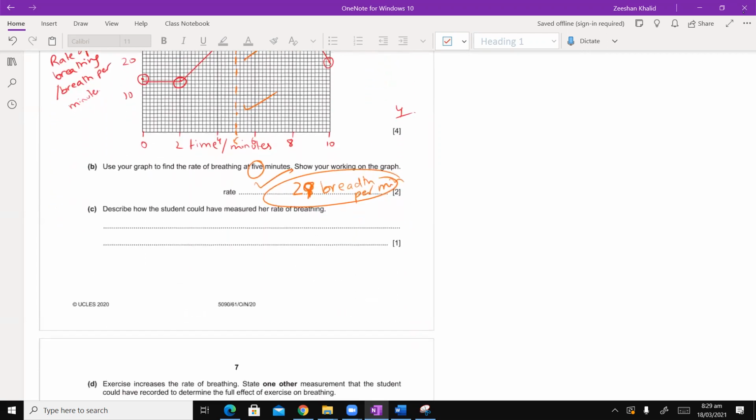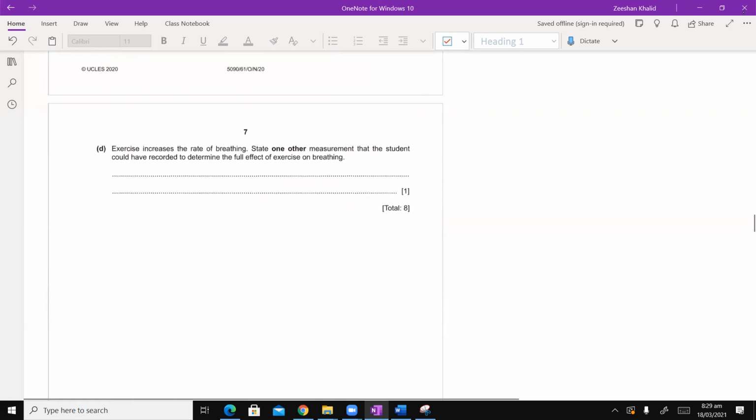C part. Describe how. Okay, okay. Description. Again, whenever I'm reading the question, the first thing I do is look at the glossary word, and then I look at the marks. Describe how the student could have measured her rate of breathing. Well, it's very simple. Description is simple. What can she do? She can count each breath over 1 minute. I mean, simply start counting her breaths for 1 minute. That's basically how she can measure the rate of breathing.